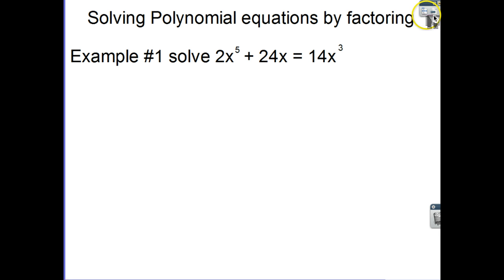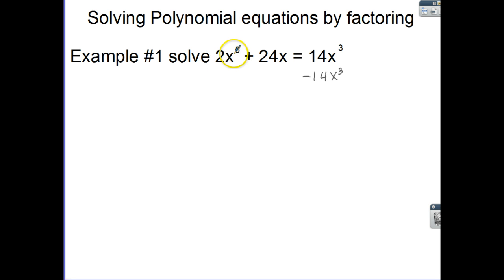All right, now on to solving polynomial equations by factoring. So now we've learned how to factor all different kinds of polynomials. Now we're going to use that to solve polynomial equations. Well, the first thing you do with polynomial equations is to get them in standard form, or get them equal to 0. You want to get it equal to 0. So you want to keep your leading coefficient positive as well.